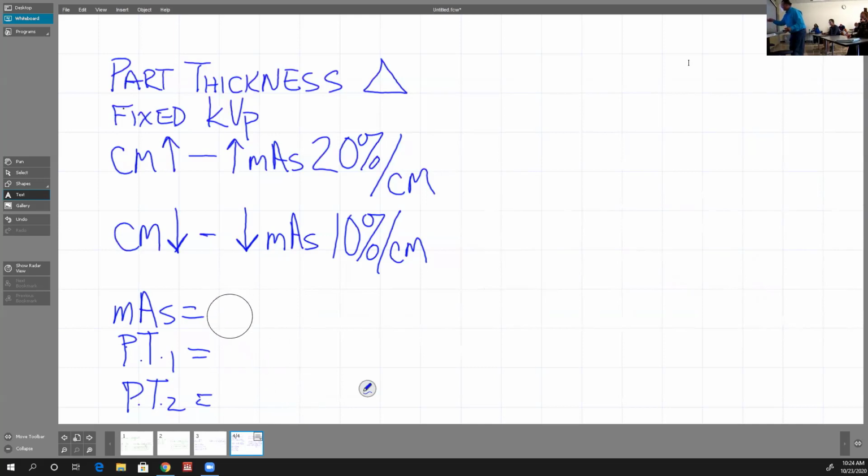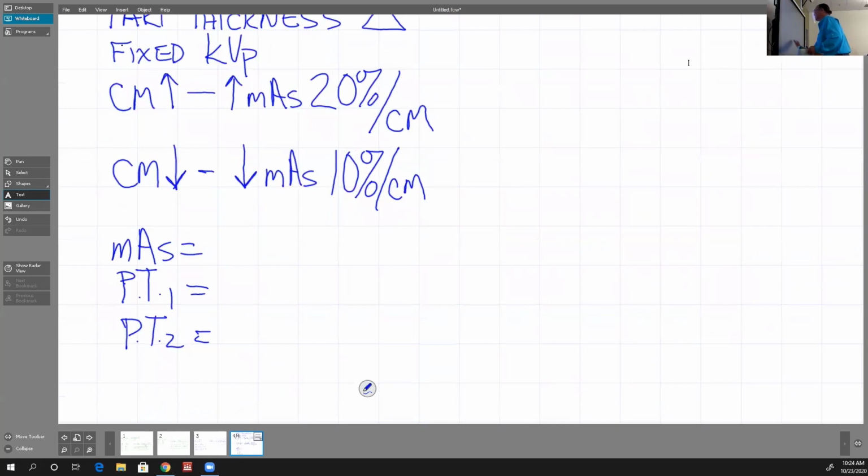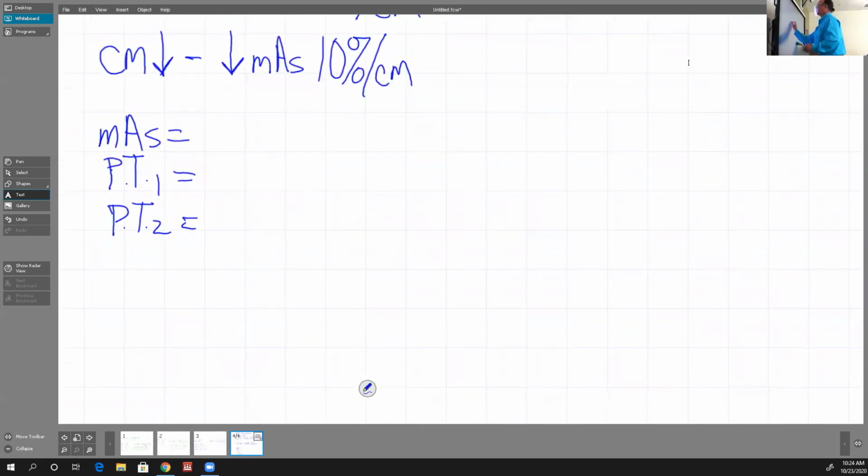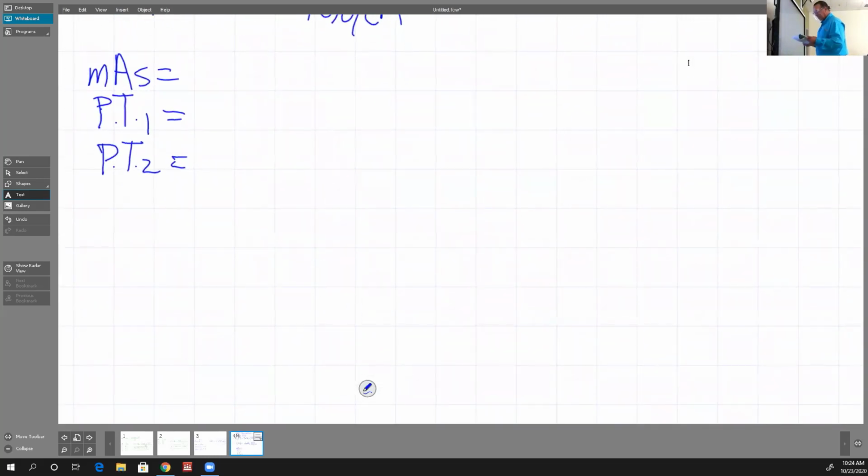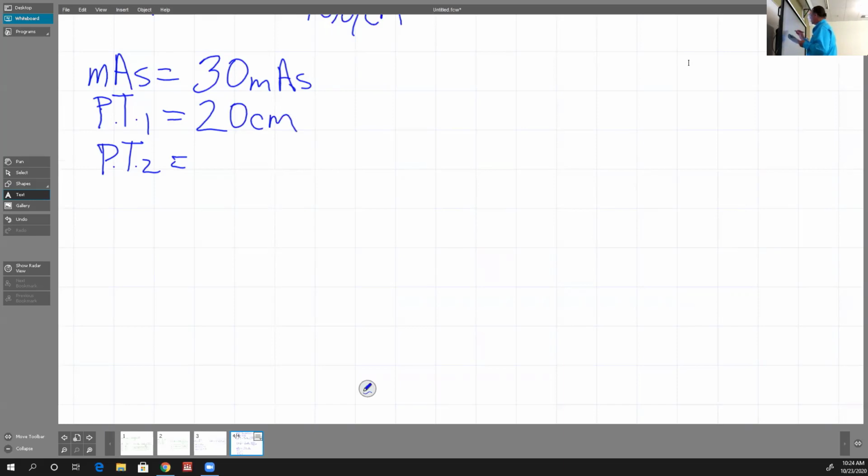I wish this board was a little larger, but oh well. So let's do another one. This one is going to start off with 30 mass. And we start off with 20 centimeters. And we end up with 18 centimeters.